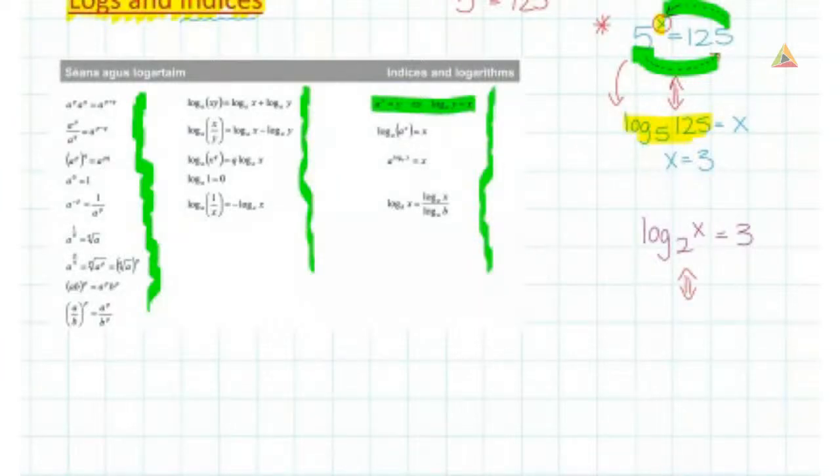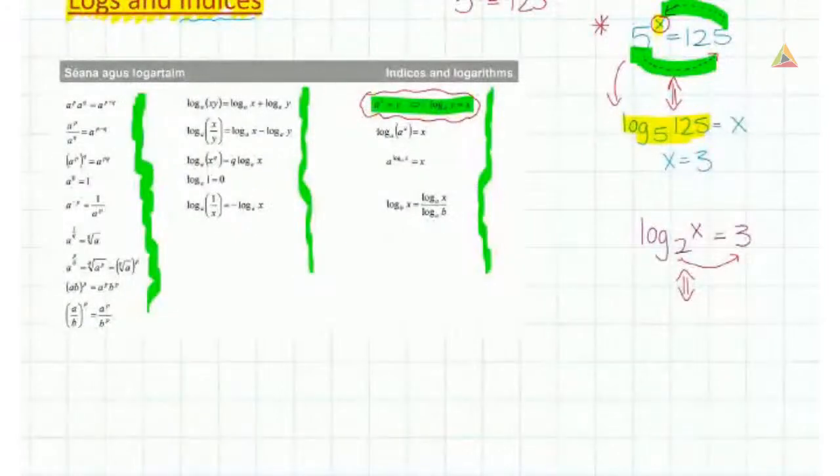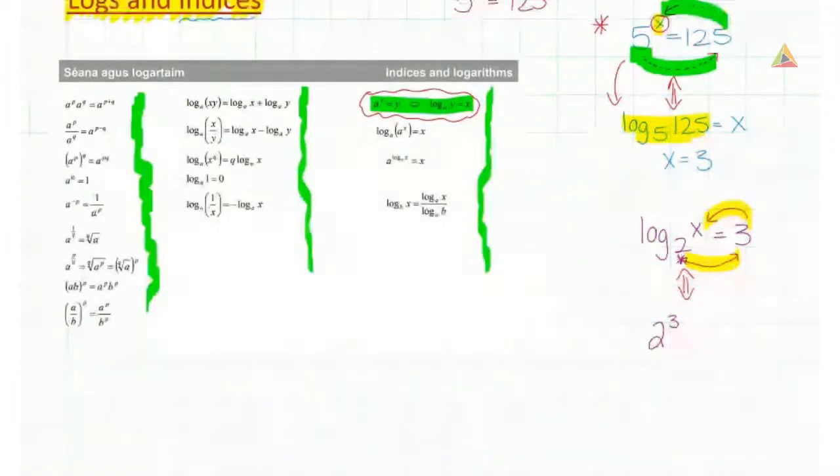So we can use our laws of logs. This one over here tells us how to change, or we can use our anti-clockwise arrows, which I find really, really useful. So we're going to draw those in again. This time we're changing back to indices. So again, starting at the left-hand side, we're going to work our way around following those anti-clockwise arrows. So it becomes 2 to the power of 3 equals x.